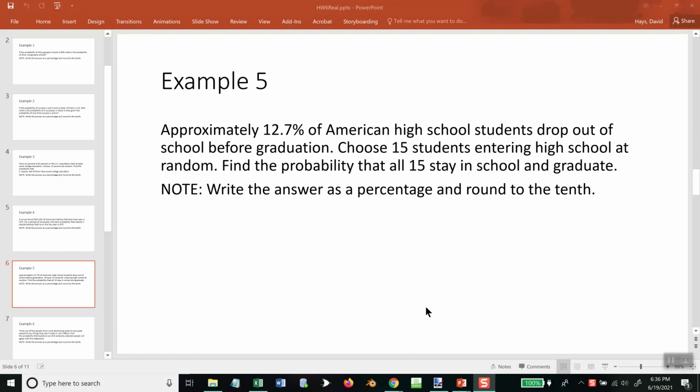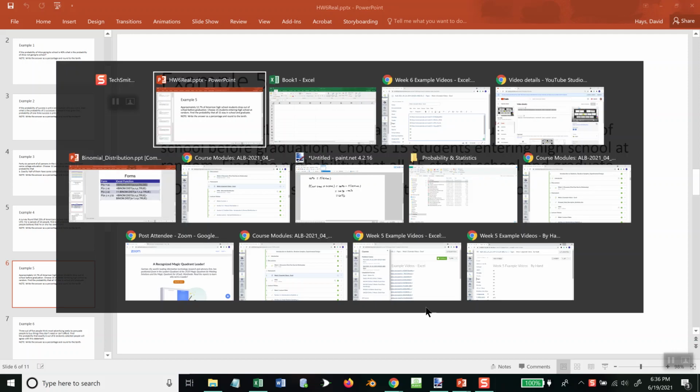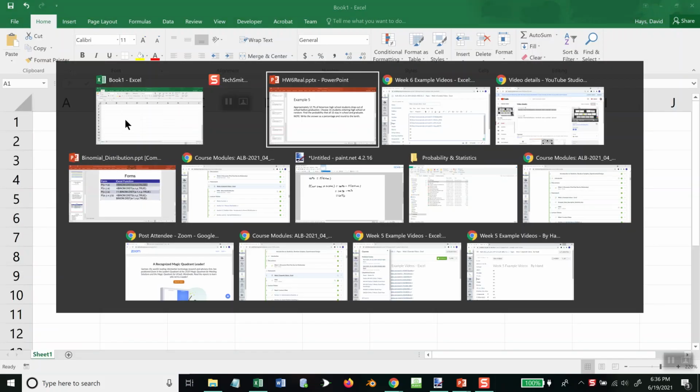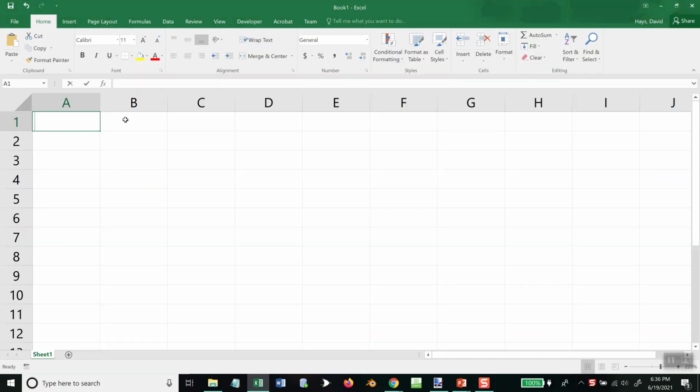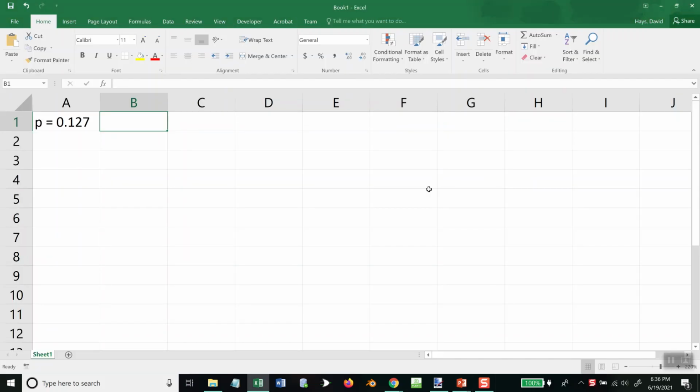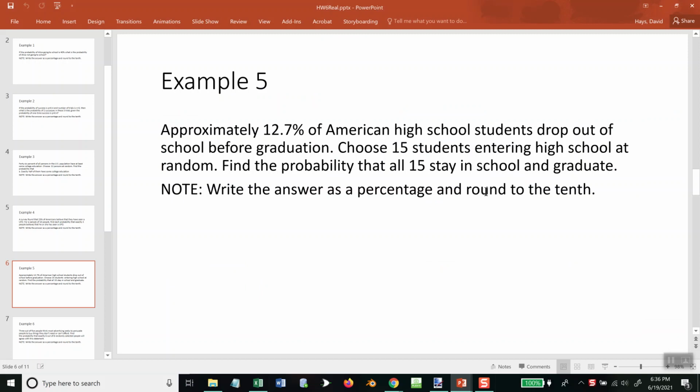Approximately 12.7% of American high school students drop out of school before graduation. Let's write down all this as we go along. 12.7%. In decimal, you move your decimal point two places left. That'd be p is equal to 0.127. Choose 15 students. That sounds like n. And find the probability that all 15 stay in school and graduate.